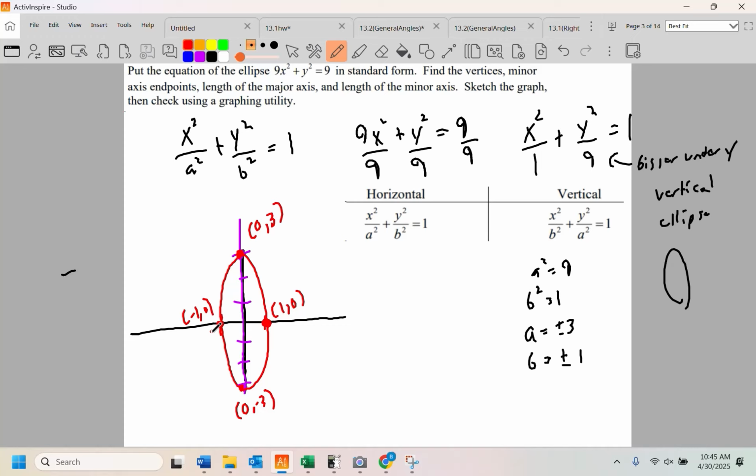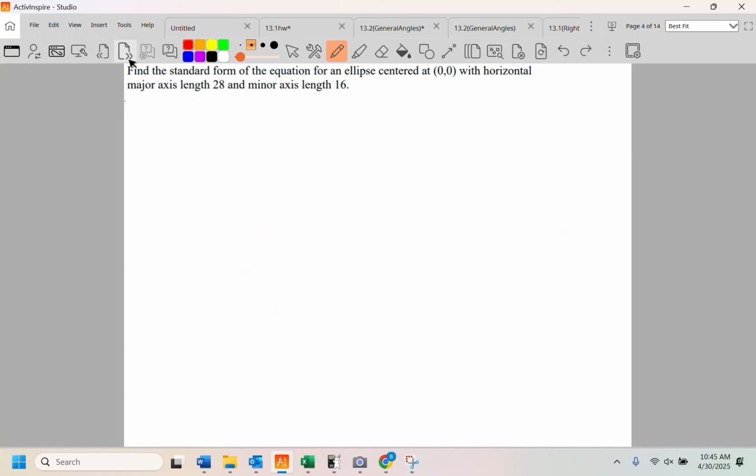All right, moving forward. Find the standard form of an equation for an ellipse centered at (0, 0) with a horizontal major axis length of 28. Notice it says horizontal major axis length of 28 and a minor axis length of 16. Now, graphing these is kind of optional, but it lets you see it. It's centered at (0, 0). The major axis has a length of 28, and it's horizontal, okay?